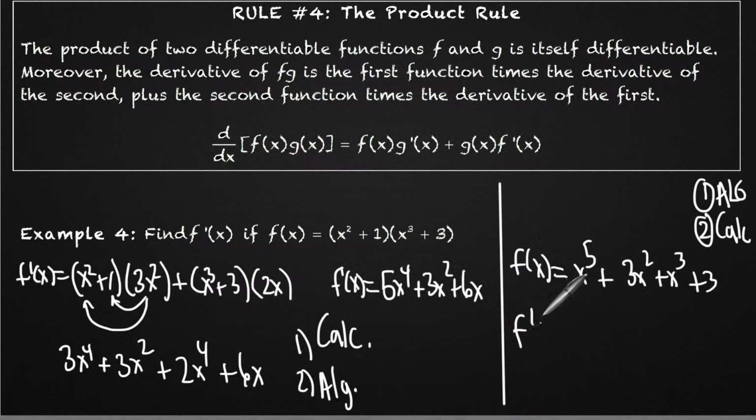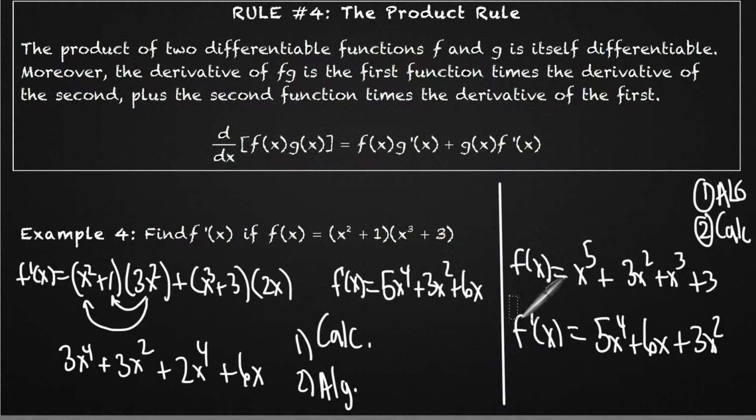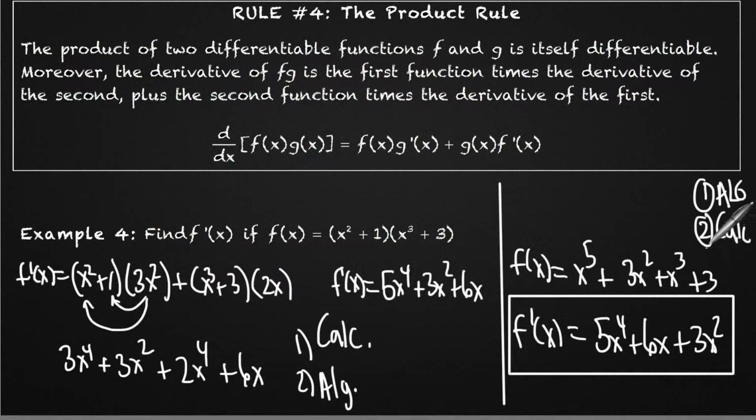Then when we do the calculus portion, we don't even need the product rule. We can use the power rule. So 5x to the fourth plus 6x plus 3x squared, and then the derivative of any constant is 0. So using the algebra first instead of calculus first can sometimes make our calculus easier.